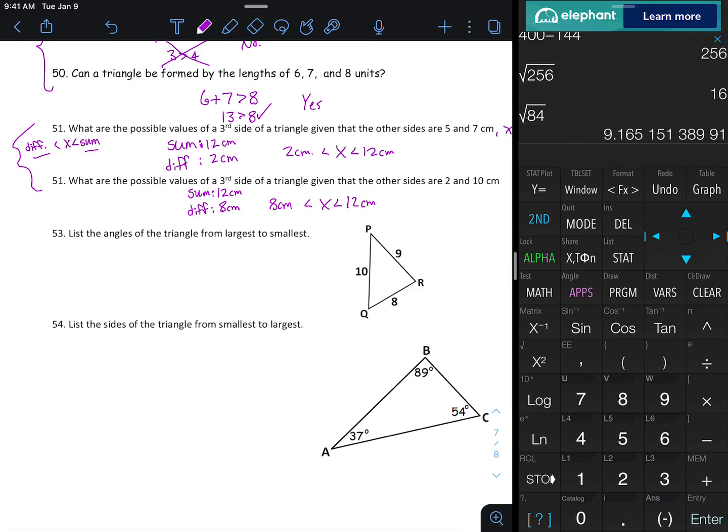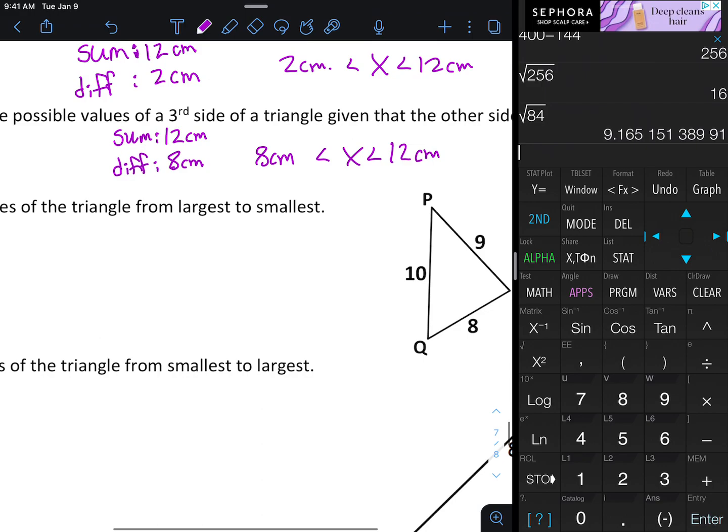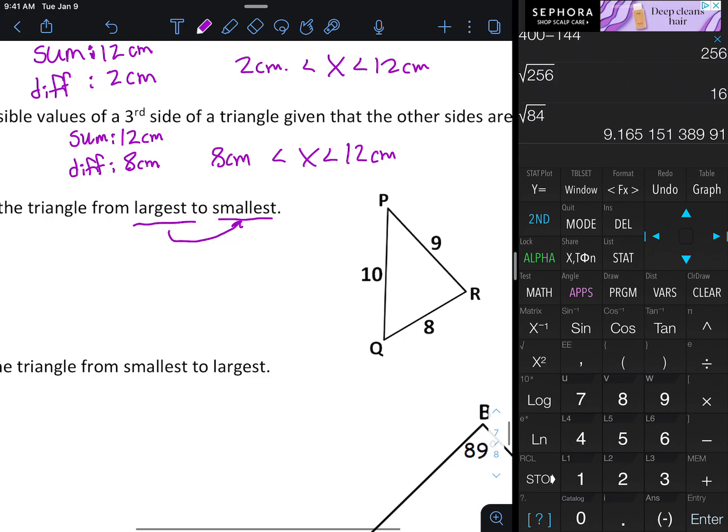Now, the last category of questions is ordering angles from largest to smallest, or listing sides from smallest to largest, or whatever order they want. The big thing you need to remember with this section is small angles are across from small sides, and small sides are across from small angles. So let's go here. First of all, pay attention to the order they want, largest to smallest. I'm going to find my largest side. Across from the largest side, 10 here, the angle across from that is going to be the largest angle. So we'll start out with angle R. That has to be the largest one.